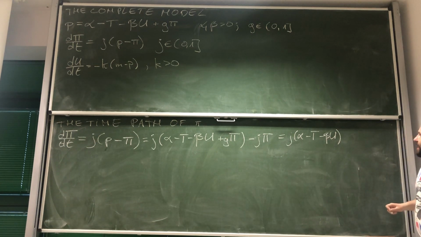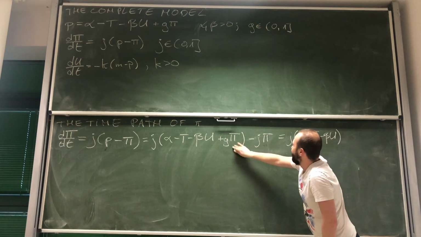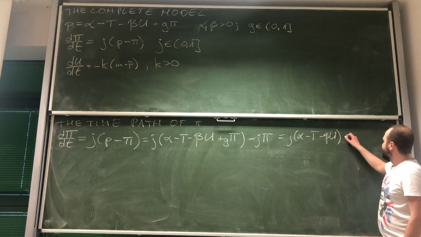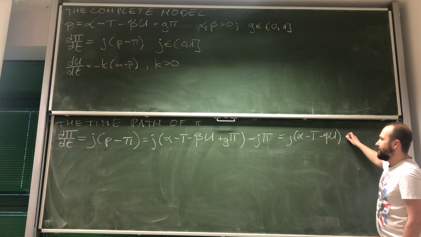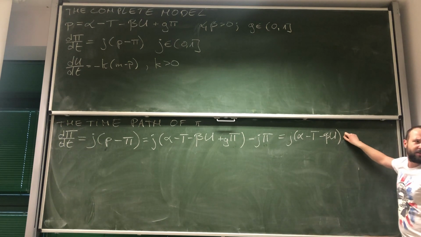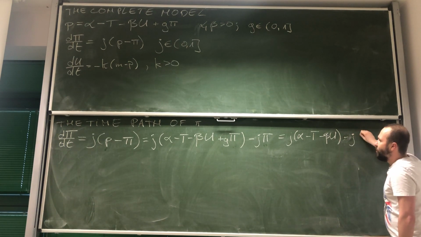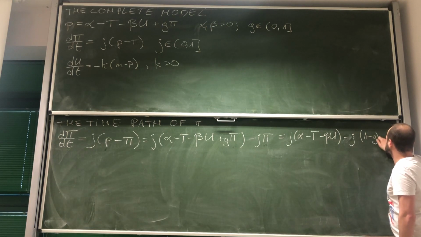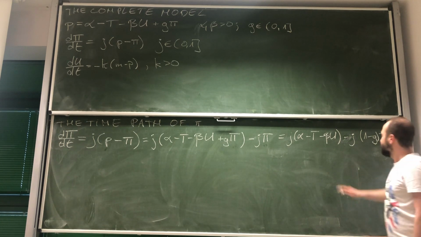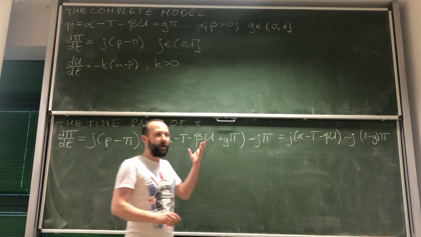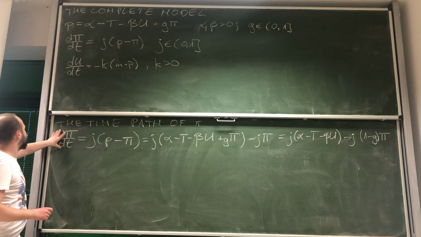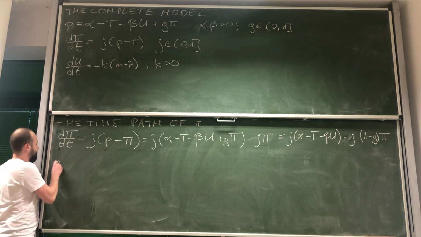That's it. And out of these two, we can get that this is equal to, so we will have minus j(1 minus g)π. Okay, right. So now we've put two equations over here. The next step that we're going to undertake is to differentiate this equation to get the second derivative.